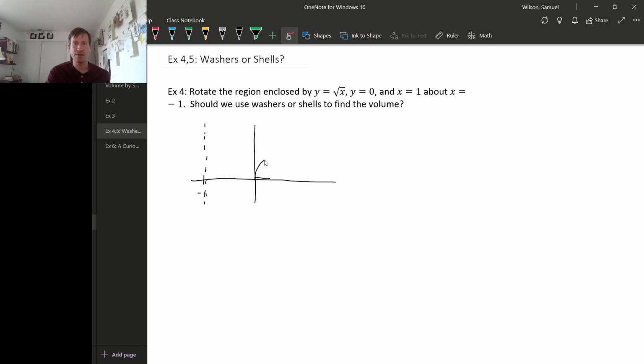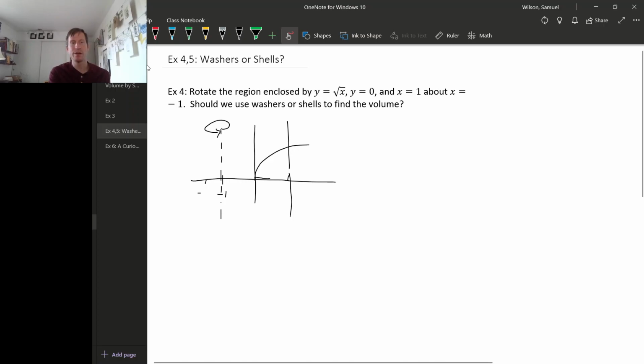And the square root function looks like this. And plus 1, say, is here. Drawing things not all to scale this time. Let me see if I can get these to look somewhat the same. So there we go. That looks a little bit better. Okay, so we're rotating around x equals minus 1.